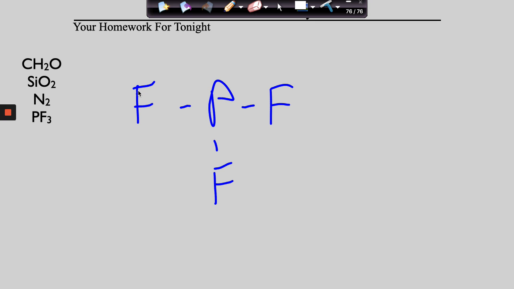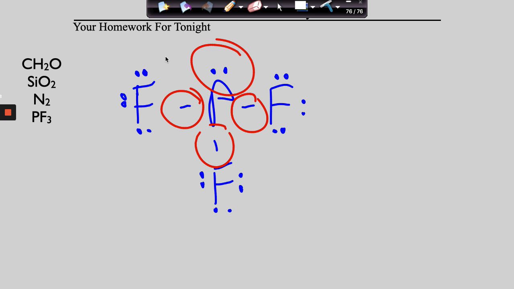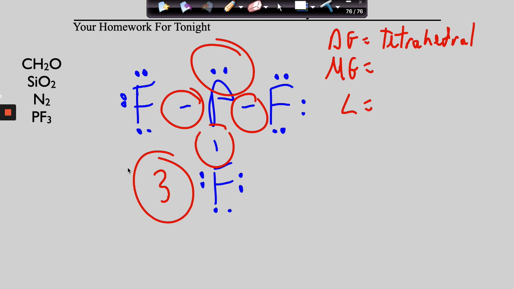Guys, please remember when you're drawing Lewis dot structures, fill up the halogens first. Of course, I'm skipping the step of counting the total number of valence electrons. I already know it. But guys, make sure you fill those halogens first or you're going to get in trouble. So now we need to do domain geometry, molecular geometry, and angle. So we've got 1, 2, 3, 4 domains. So the domain geometry is tetrahedral.